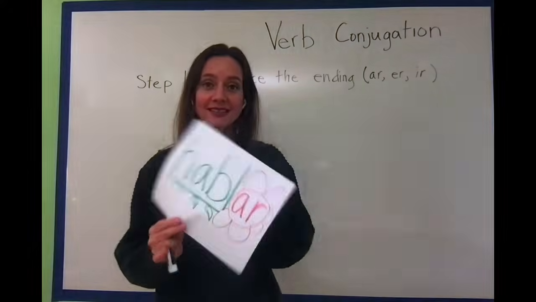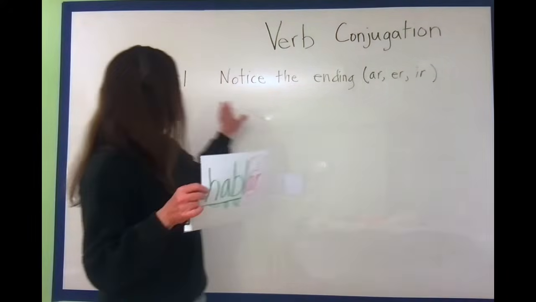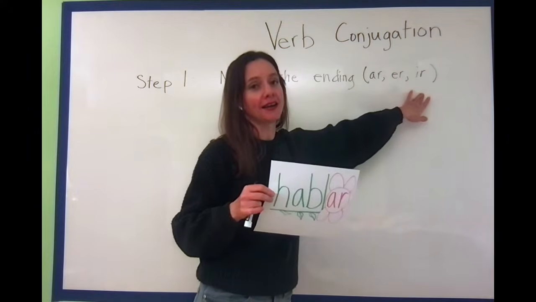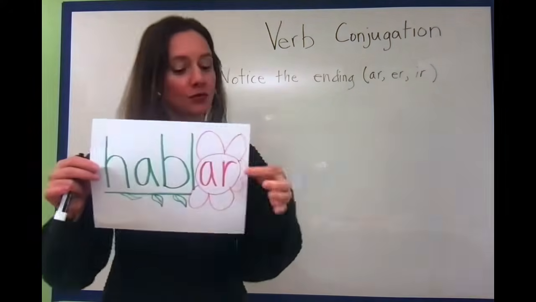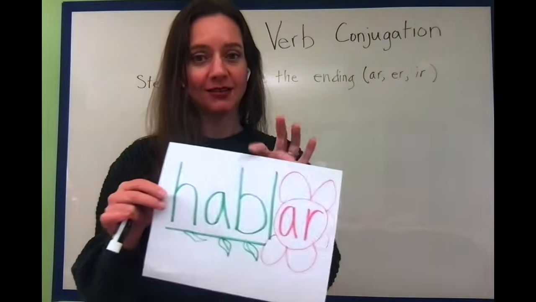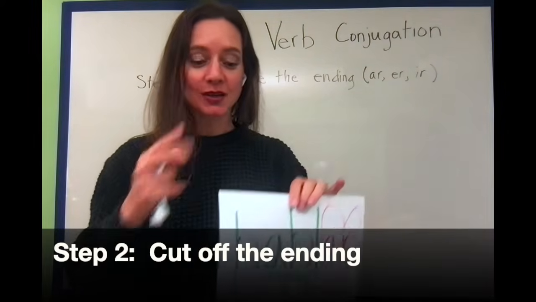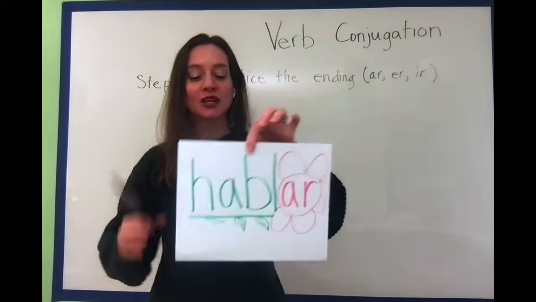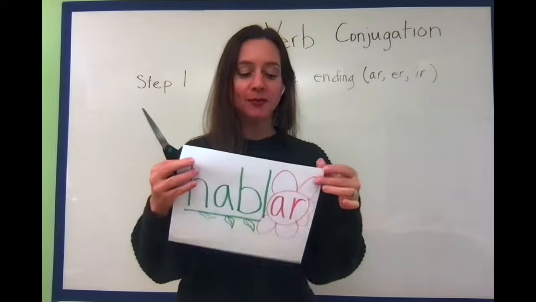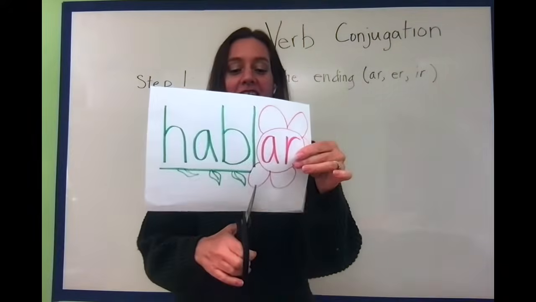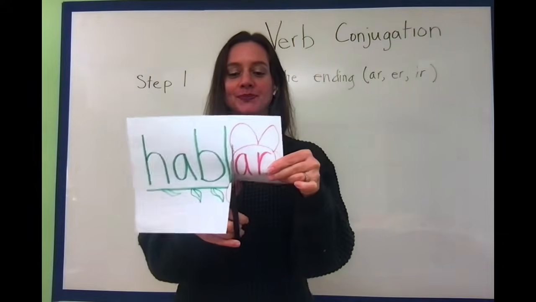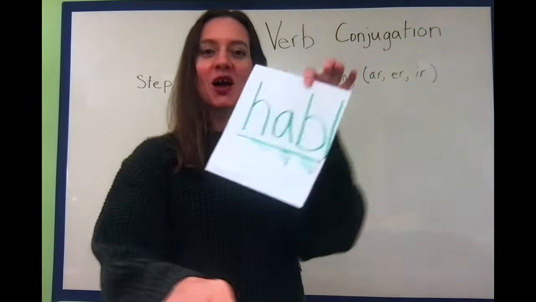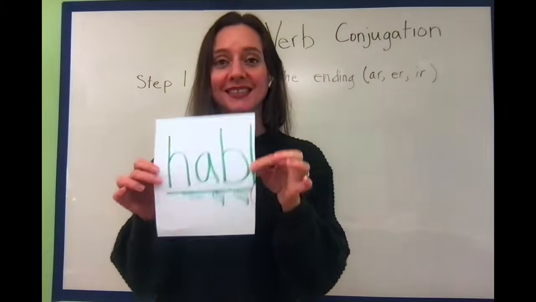So when we notice this ending, we're going to want to notice, does it end in AR, ER, or IR? For right now, we're going to notice it's an AR ending, okay? Step 2, cut off the ending. And right now, I would like you to write this verb on a piece of paper. Cut off the ending. Bye-bye. We are now left with the stem.